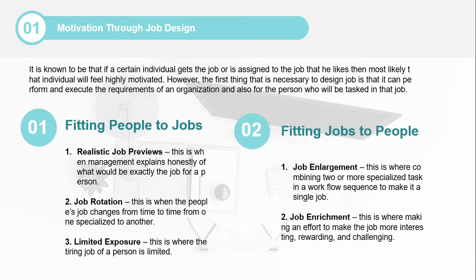Next is fitting jobs to people. The other approach in job design is that, in order not to change the person, the management will create a way to provide the right job for that person by changing the job. In order to achieve this, the following are used. First is job enlargement. This is combining two or more specialized tasks in a workflow sequence to make a single job. Second is job enrichment. This is making an effort to make the job more interesting, rewarding, and challenging.